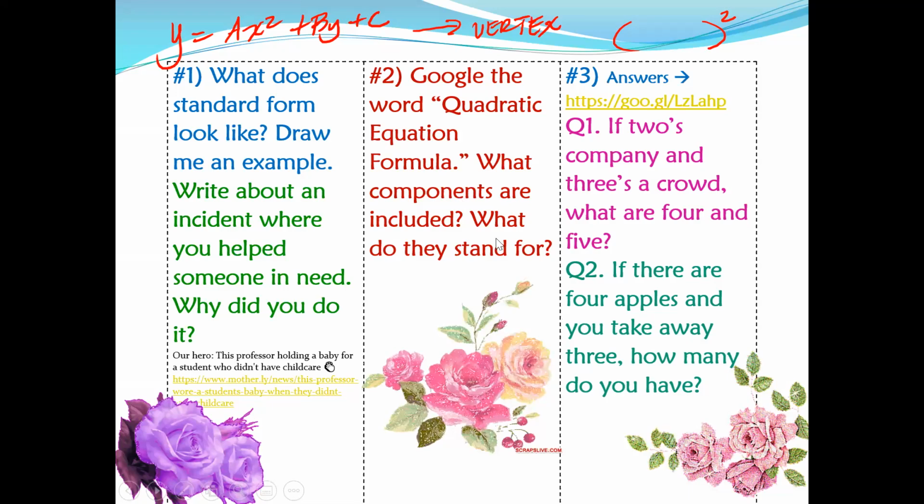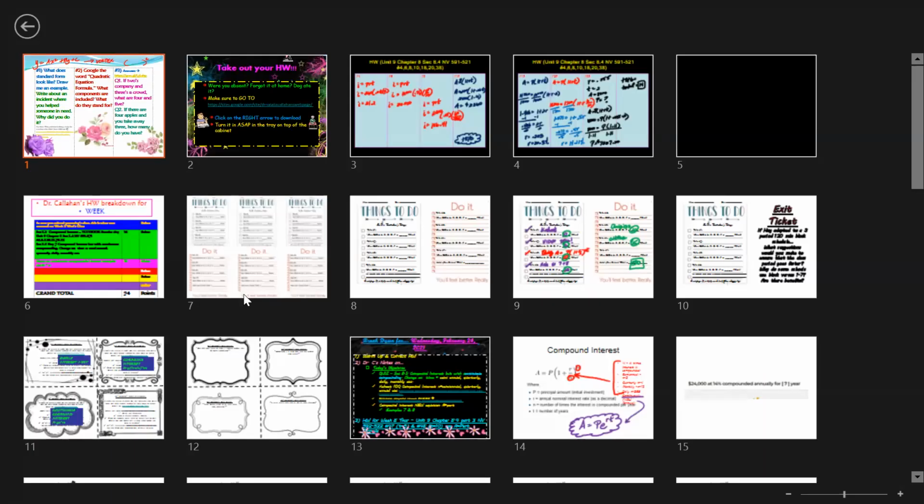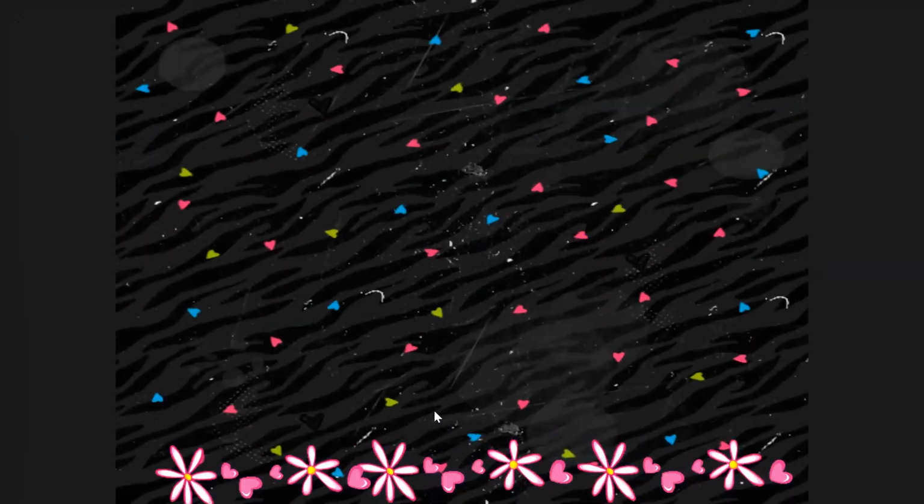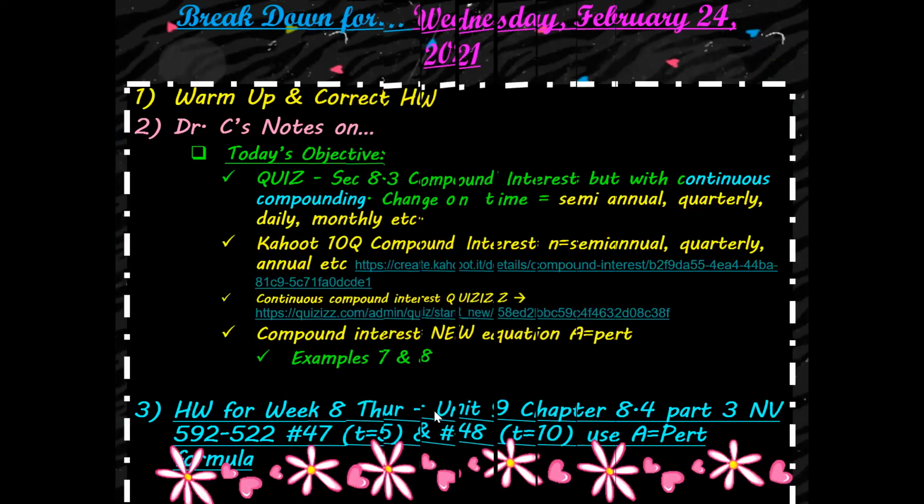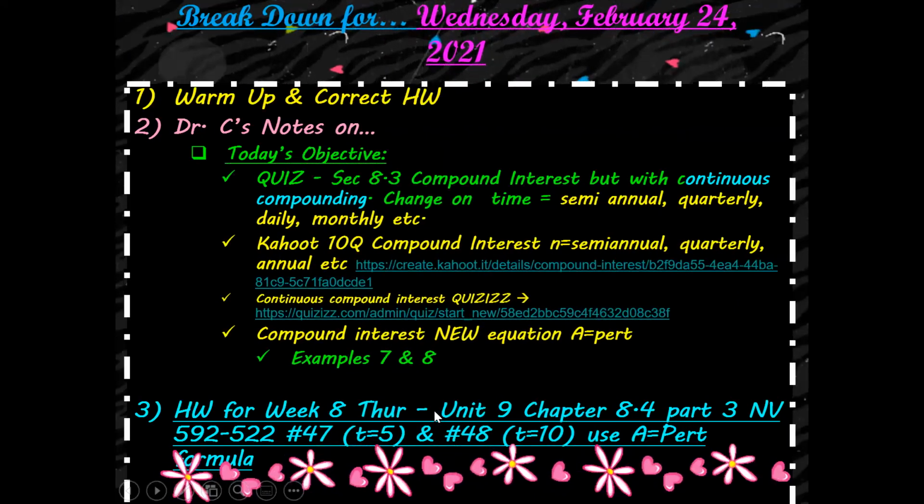All right, so let's go ahead and take a look at the breakdown for today. It looks something like this. Your homework tonight is going to be on week 8 Wednesday or Thursday for number 47 and number 48. Make sure you use t equals 5 and t equals 10 for those 2 assignments.